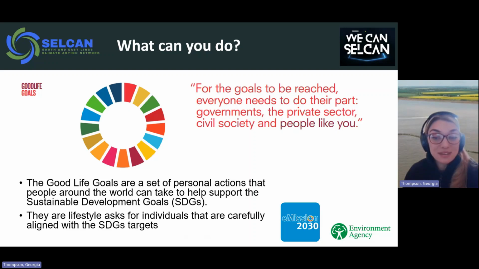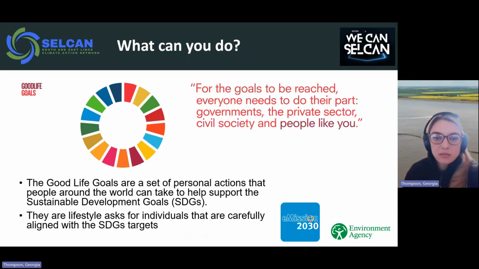So my final note is to remember that this isn't just about our professional lives. The Good Life goals set out personal actions, and you can look at the Good Life goals website for further information. They have 85 individual actions, 5 asks for each action of the 17 SDGs. I'll use the example of Good Life Goal 7, which is use clean energy. It's a much more personal look at the SDGs and how you can incorporate them within your life.